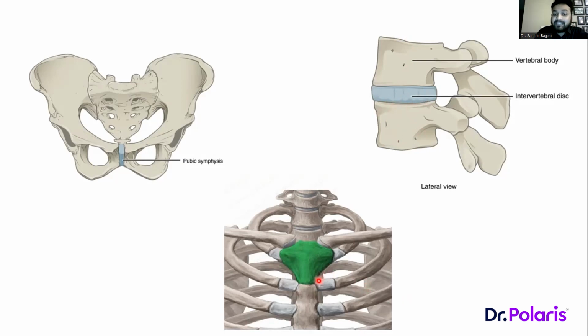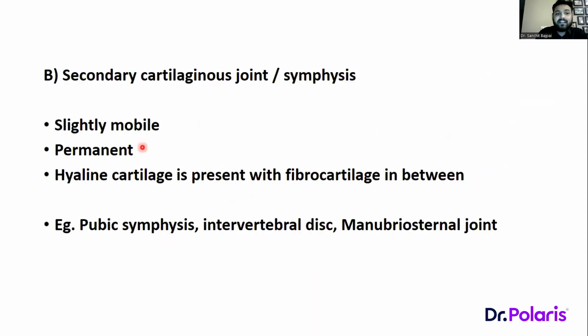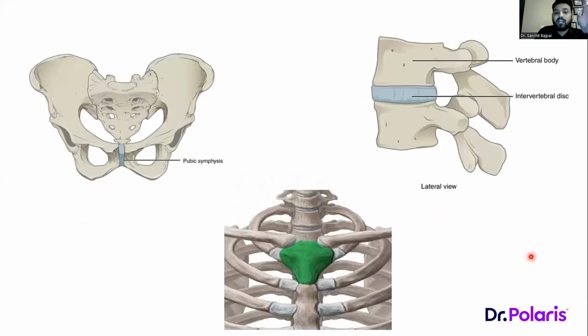Now we have got another variety of joint. If you just read this, they are slightly mobile, they are permanent, and you have got a hyaline cartilage which is bridging between them, and that is permanent. So I've already told you pubic symphysis and intervertebral disc. One example also I'll tell you, that is in between your sternum, something called a manubriosternal joint. Now, what exactly is the manubriosternal joint?